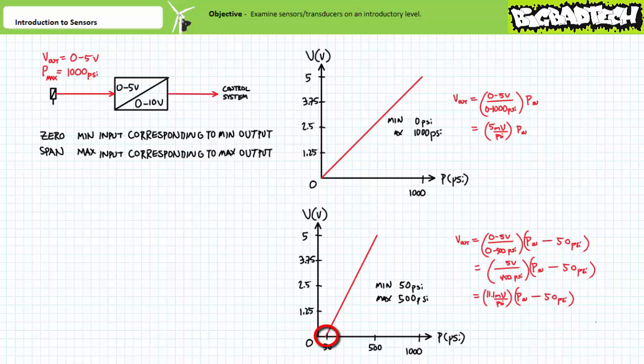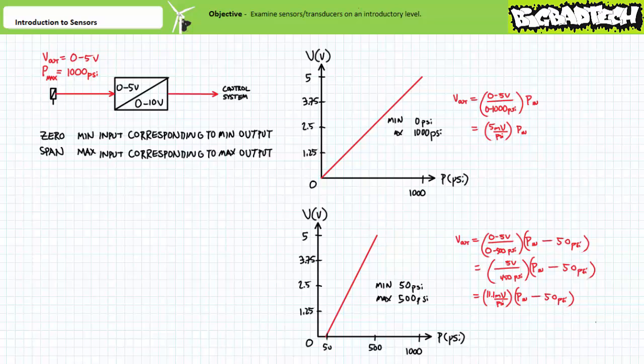With minimum operating pressure, in this case 50 psi, applied to the pressure port, the zero potentiometer is adjusted such that the sensor produces 0 volts. With maximum operating pressure, in this case 500 psi, applied to the pressure port, the span potentiometer is adjusted such that the sensor produces 5 volts.